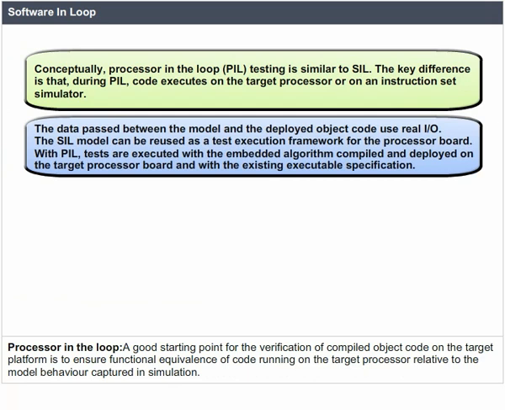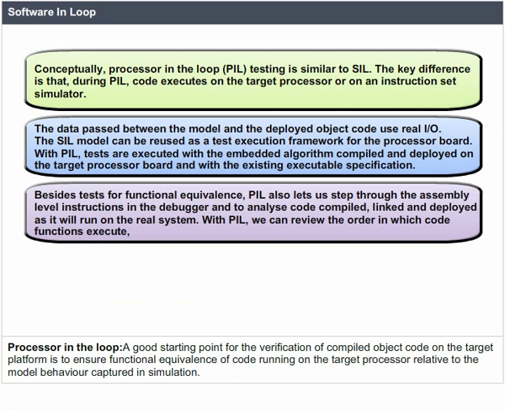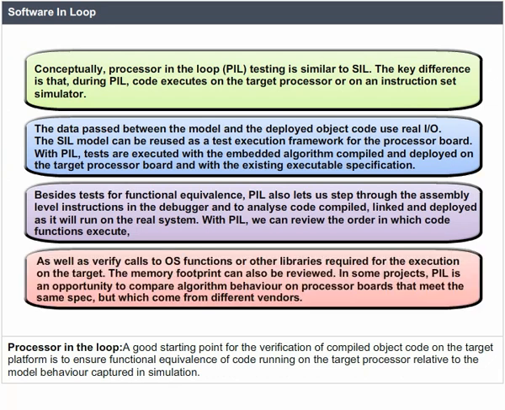With PIL, tests are executed with the embedded algorithm compiled and deployed on the target processor board, and with the existing executable specification. Besides tests for functional equivalence, PIL also lets us step through the assembly level instructions in the debugger and analyze code compiled, linked, and deployed as it will run on the real system. With PIL, we can review the order in which code functions execute, as well as verify calls to OS functions or other libraries required for the execution on the target. The memory footprint can also be reviewed.